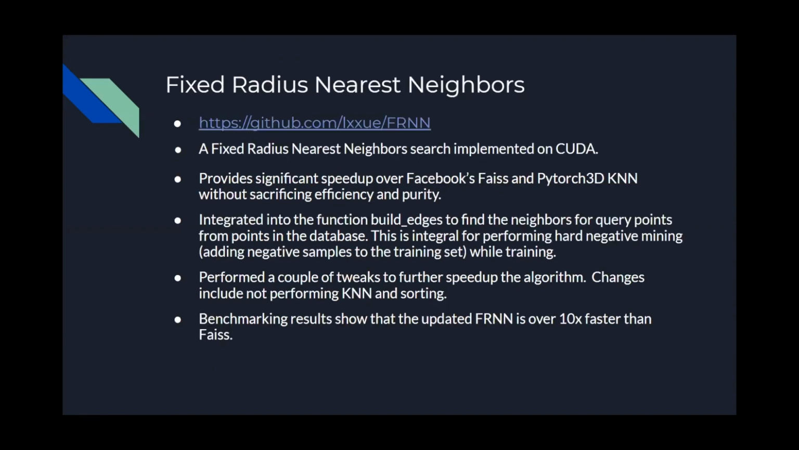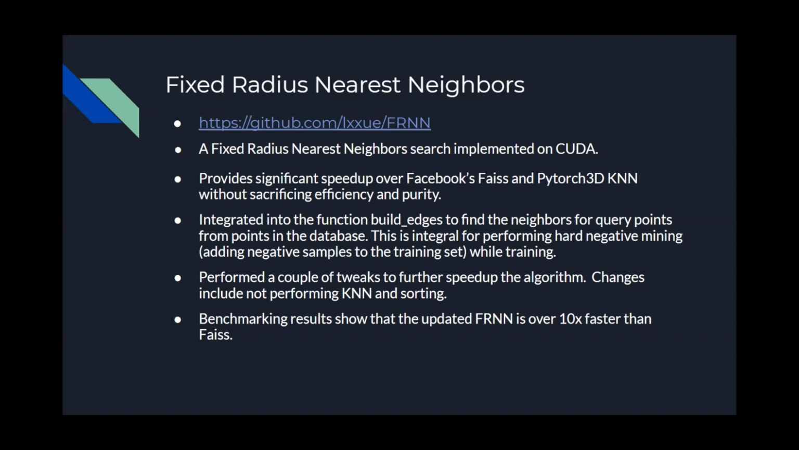So the fixed radius nearest neighbors algorithm is a library written by Li Xin, a researcher over at Zurich. It's a search implemented on CUDA, and the reason we use it is because it provided us a significant speed up over Facebook's Faiss and PyTorch3D KNN. So this was integrated in the build edges function that I mentioned before.